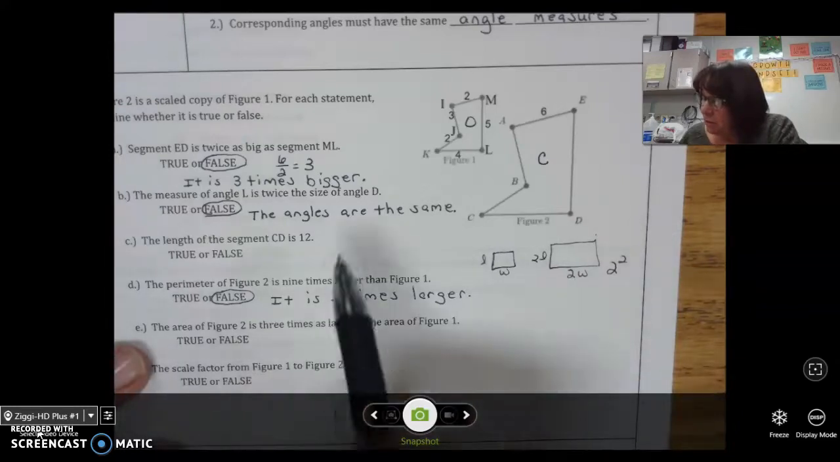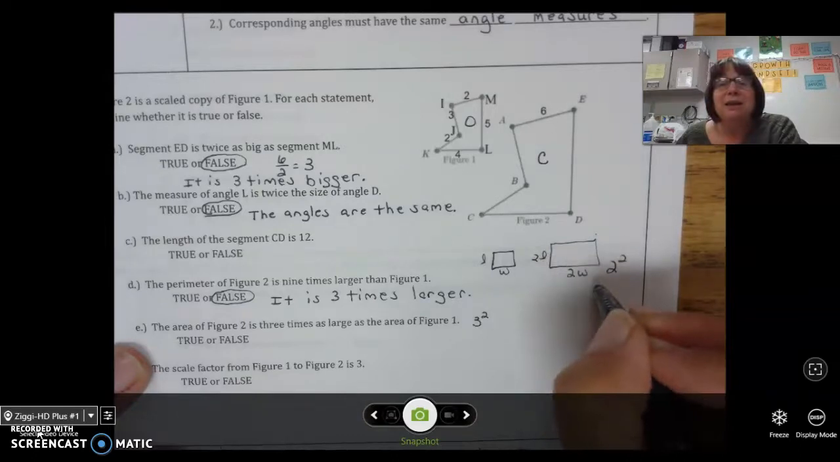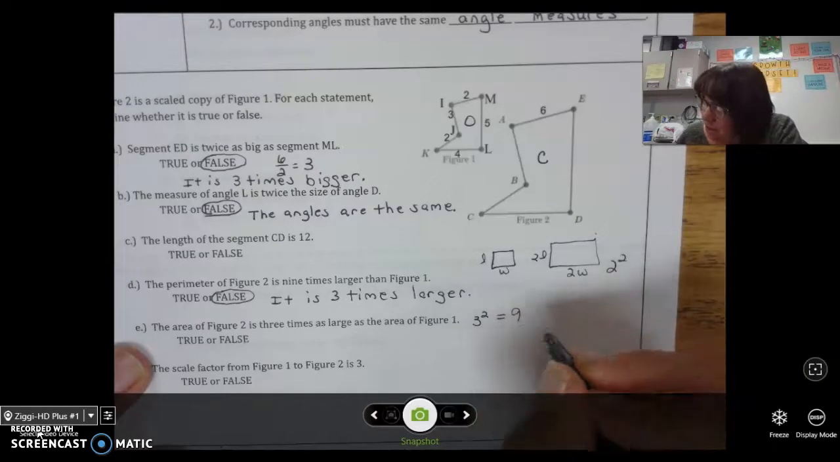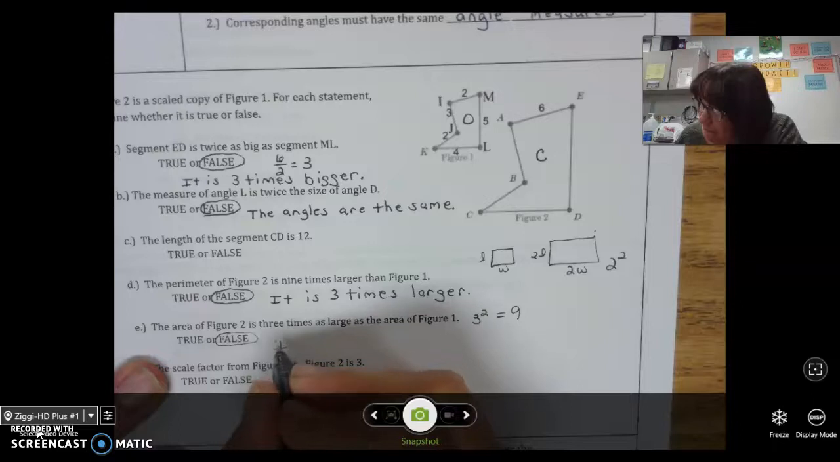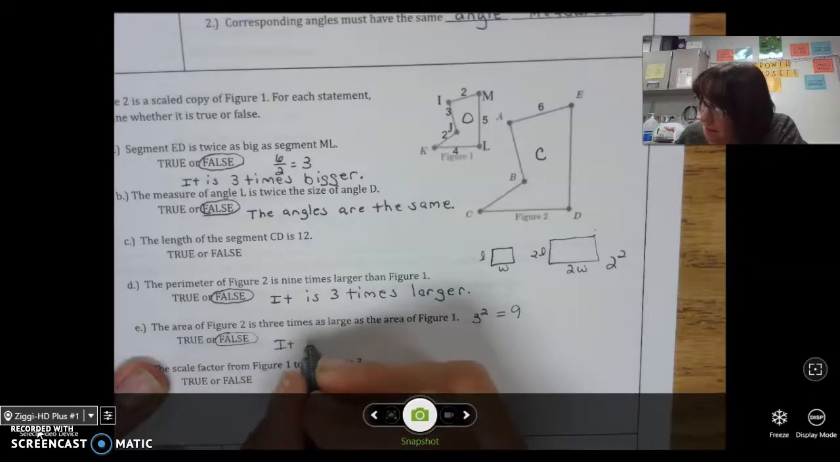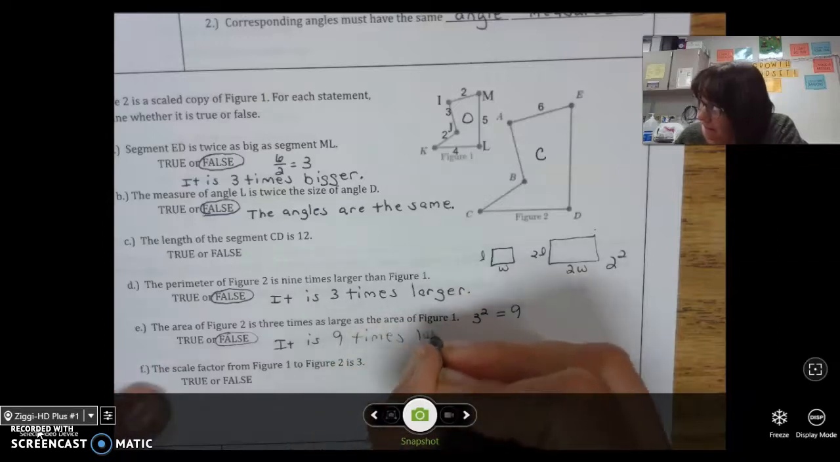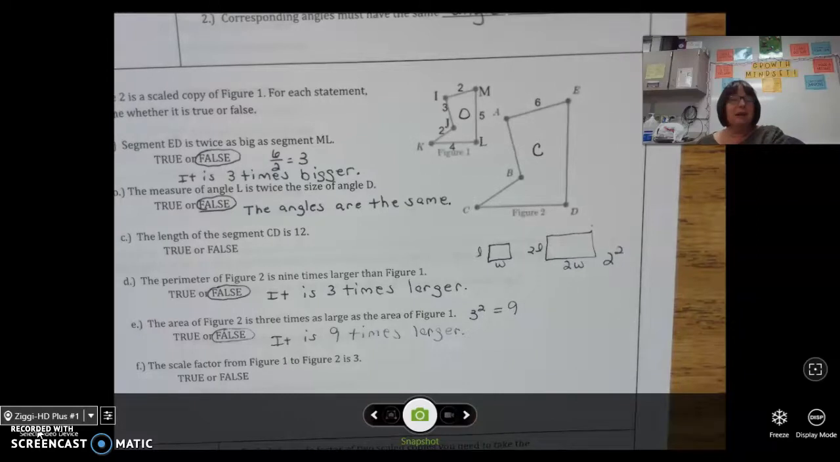So if my scale factor is 3, we would do 3 squared, because it'd be 3 times the length and 3 times the width, which would give me 3 times 3, or 9. So this is false. It is 9 times larger. So perimeter increases by the scale factor, but area increases by the scale factor squared.